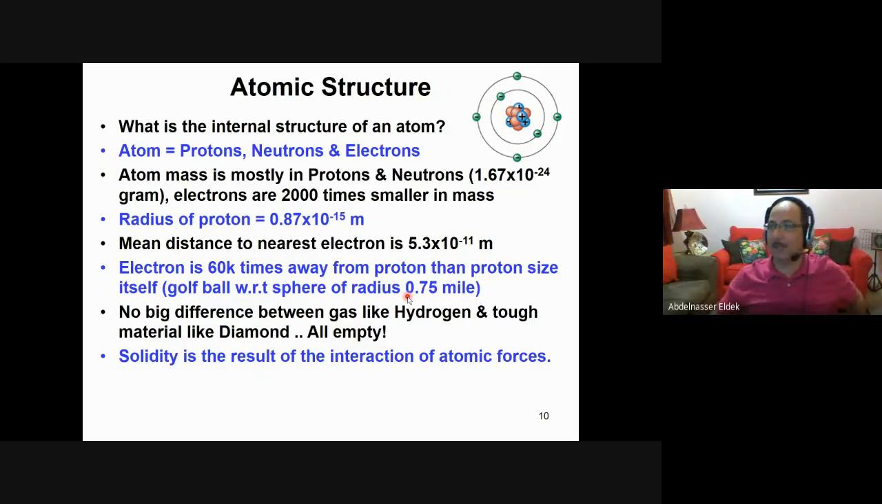How does the atom look? And see here, there is no big difference between a gas, like hydrogen, and a tough material like diamond. They are all empty. This is the reality. But why is this material solid and why is this just a gas? This is because of the interaction between the atoms. That's it, the interaction between the atoms.